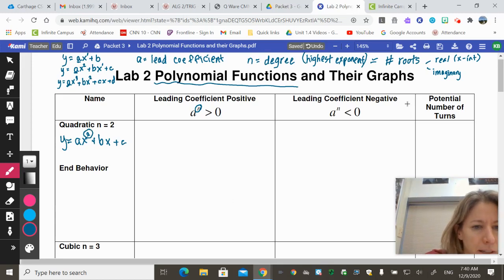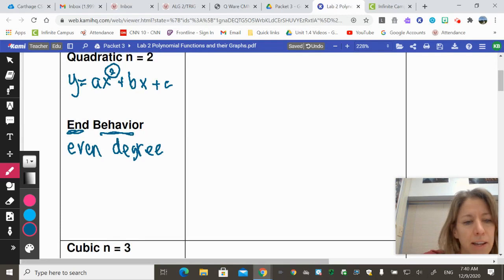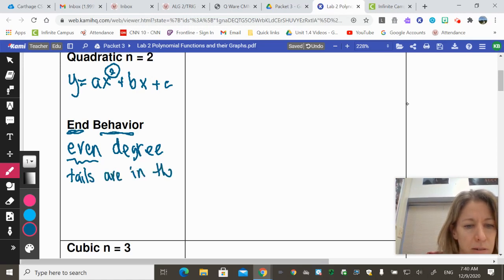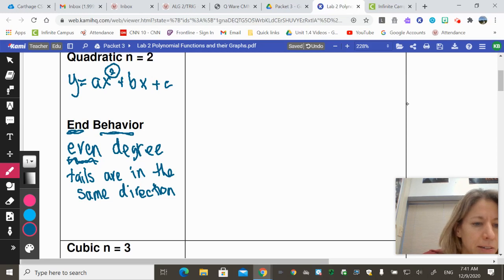Since the degree is even, this helps us to know about the end behavior, which is just what the tails or the ends of the graph look like. And since it's even, the tails are going to be in the same direction. From this point forward, I'll probably just write tails same. What I mean by tails same is they're in the same direction. And again, it's even because the degree is even, and 2 is the degree because the degree is the highest exponent.